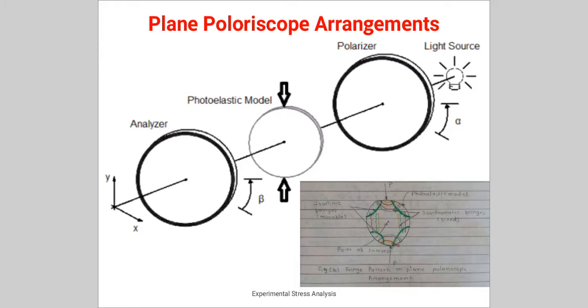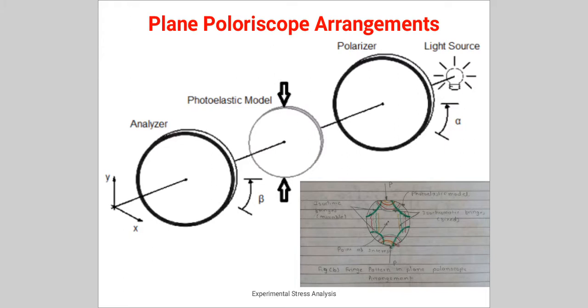Because ordinary light or white light passes through the photoelastic model. If monochromatic light passes through the model, you will get the fringes in the same manner, but they have only two colors, black and white. No problem, we can use ordinary light, we can use monochromatic light. It depends on you which light source to use during the analysis.